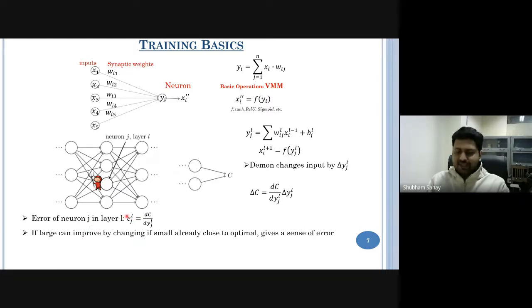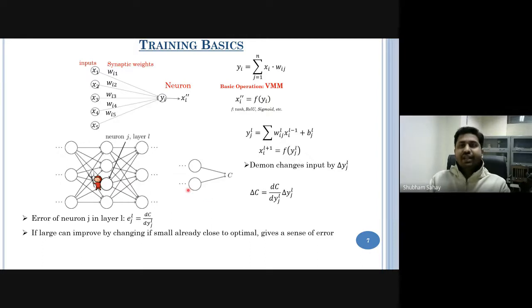And as I told, heuristically it gives you the sense of error. Why? Because if it is large, that means the change in the cost can be large and the network is not tuned to its optimal parameters. There's a huge scope for changing the cost. However, if it is small, then it simply means that the change in the cost is small, and as such, the network is already close to its optimal solution or optimal values of weights.